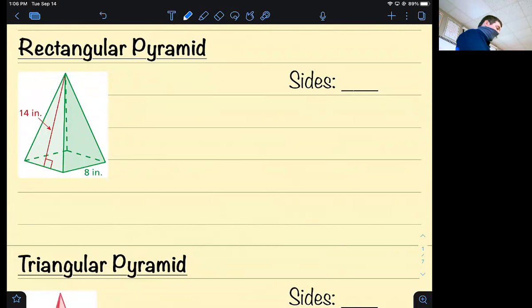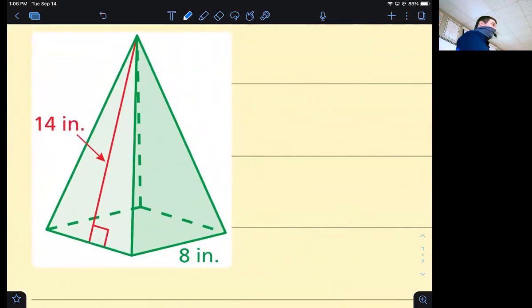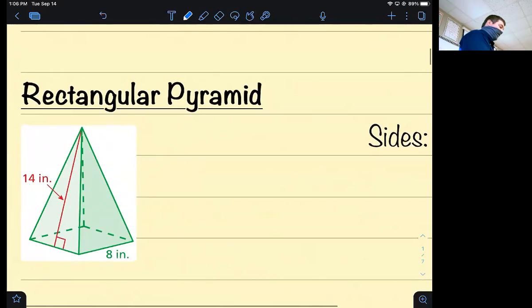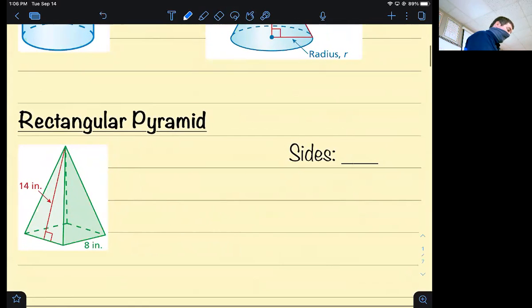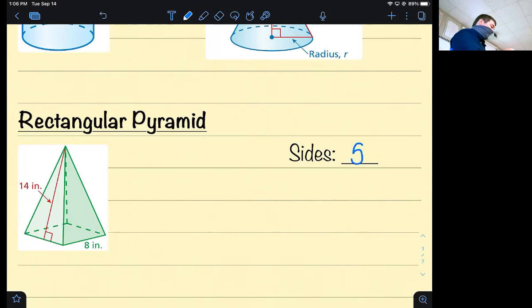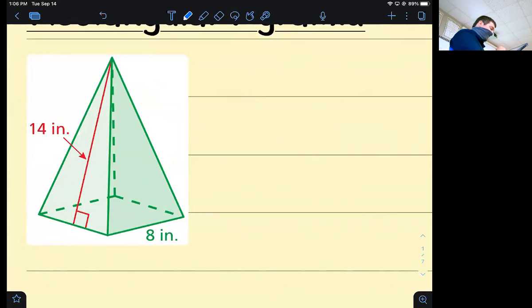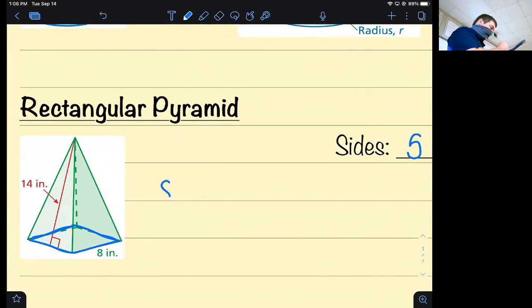How many sides are there on a rectangular pyramid? There are 5. There's the base, and every side of that rectangle base has a triangle coming off of it. So 4 lateral sides and 1 base side makes 5 total sides. Let's start with that base. If they don't give me the length and the width, I'm going to have to make the assumption that it's a square. So what would the area of that square be?